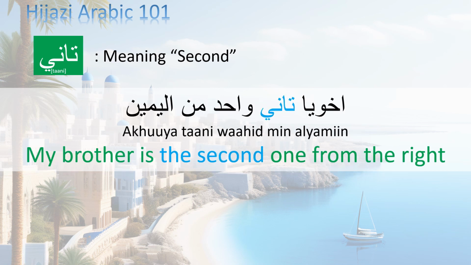Another example is أخويا تاني واحد من اليمين. My brother is the second one from the right. أخويا is my brother. تاني واحد, the second one. من is from, and اليمين means the right. أخويا تاني واحد من اليمين.